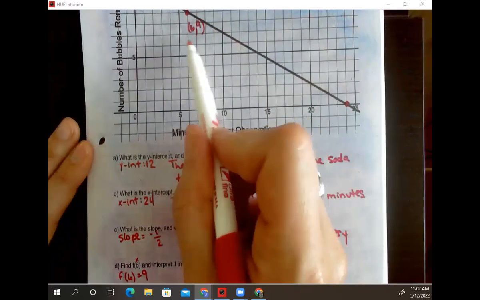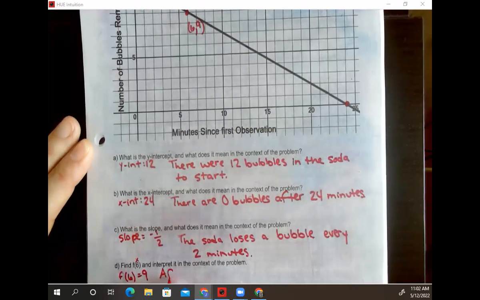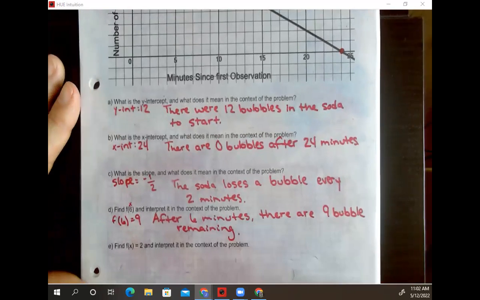And then what would this point (6, 9) mean in the context of my problem? After 6 minutes, there are 9 bubbles remaining. Again, we have to give the complete context there.